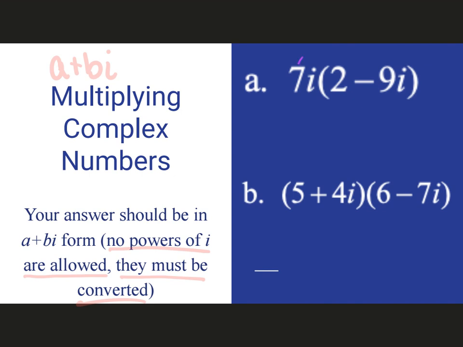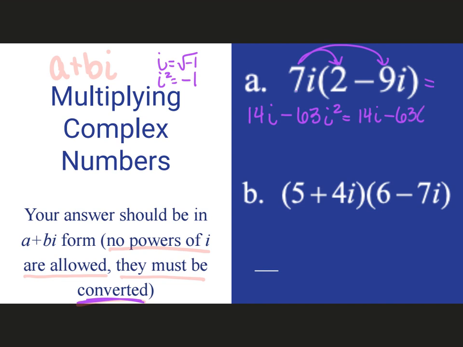So we'll multiply 7i times 2 and 7i times -9i. So that's the distributive property. 7 times 2 is 14i. And then 7i times -9i would be -63i squared. So remember, if i is equal to the square root of -1, then i squared is equal to just -1. So this is how you convert it. Anytime you have i squared, you're going to rewrite that as a -1. Okay, and then you simplify that.